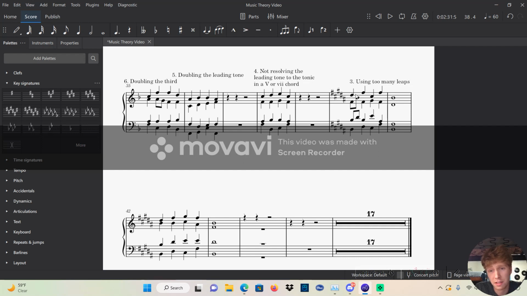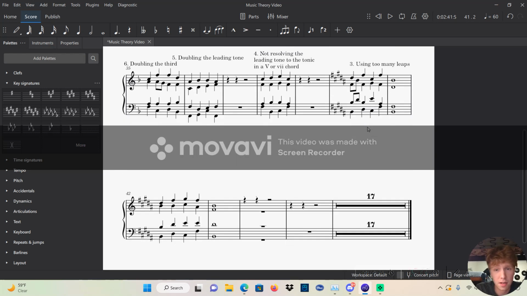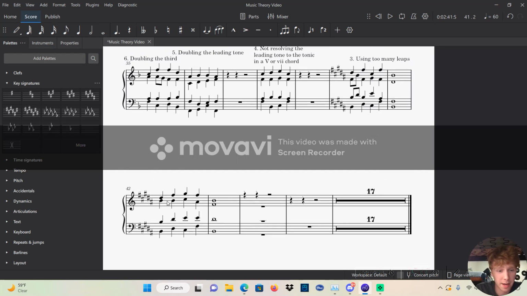Number 3, using too many leaps. Yeah, it's just what is this? Pretty bad. It's just not smooth at all. Everything's jumping all over the place, so the music sounds jarring and disjointed. No sense of flow.